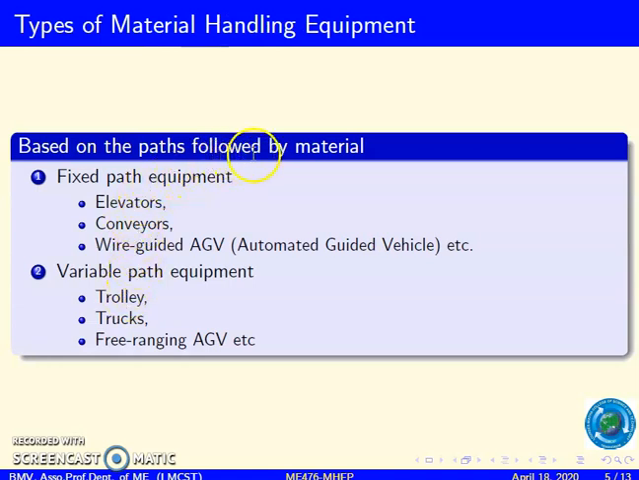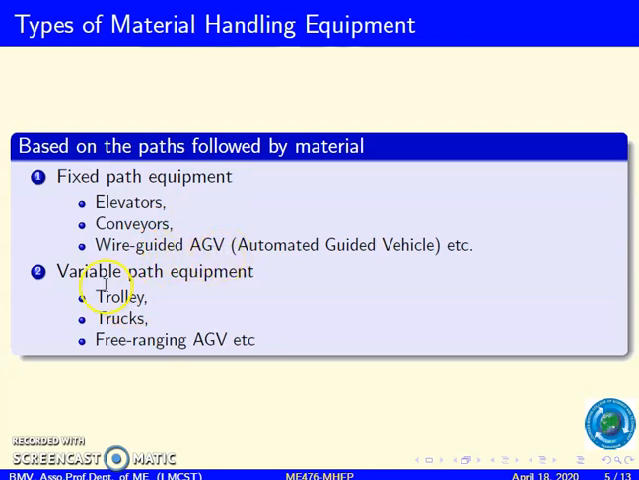Based upon the path followed by the material, we can classify this material handling equipment into two categories. One is fixed path equipment, and the second one is variable path equipment. In the fixed path equipment, the path will always be fixed and the equipment has to follow that path. For this kind of application, we can use elevators, conveyors, wire-guided AGVs.